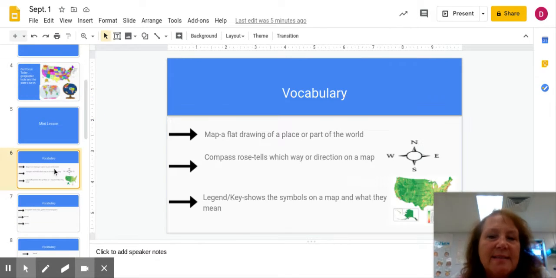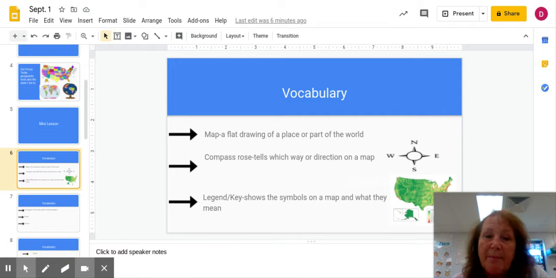As part of our lesson today, I've already showed you geographic tools, but I want to talk to you about that word and what that word means. So we're going to talk about some vocabulary. Map is a flat drawing of a place or a part of the world.